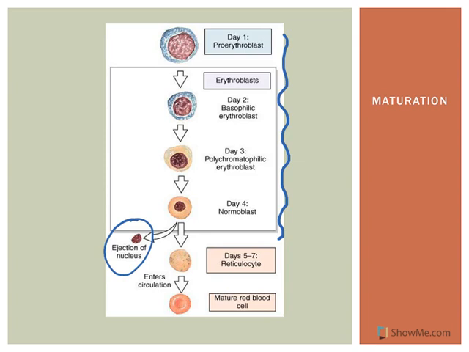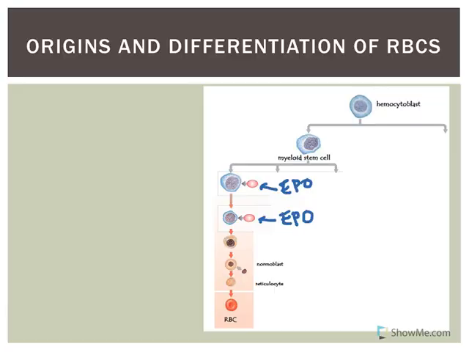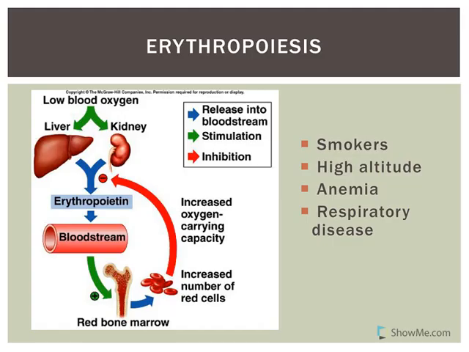So this whole process starts in the red bone marrow, and ultimately these stem cells will be stimulated to become red blood cells. You start with a hemocytoblast, go back here. Then under certain conditions, which we're going to look at in a later webinar, you get a myeloid stem cell, and then with erythropoietin, we get the eventual production of a red blood cell.